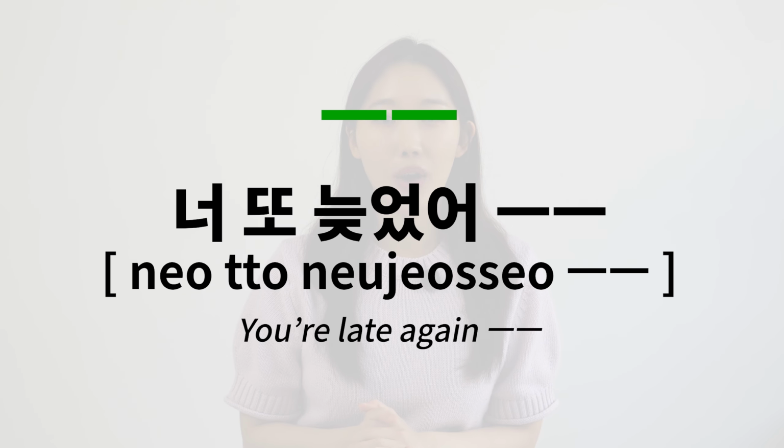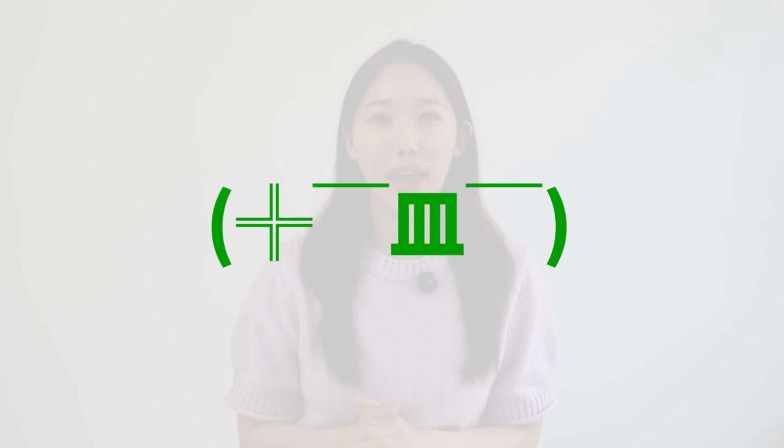Time to show some attitude. This is the straight face or annoyed look. The eyes are flat lines, showing mild irritation. Example, 너 또 늦었어? You are late again. Same idea, but with a small mouth. It adds extra frustration. This is full-on anger, usually used jokingly.